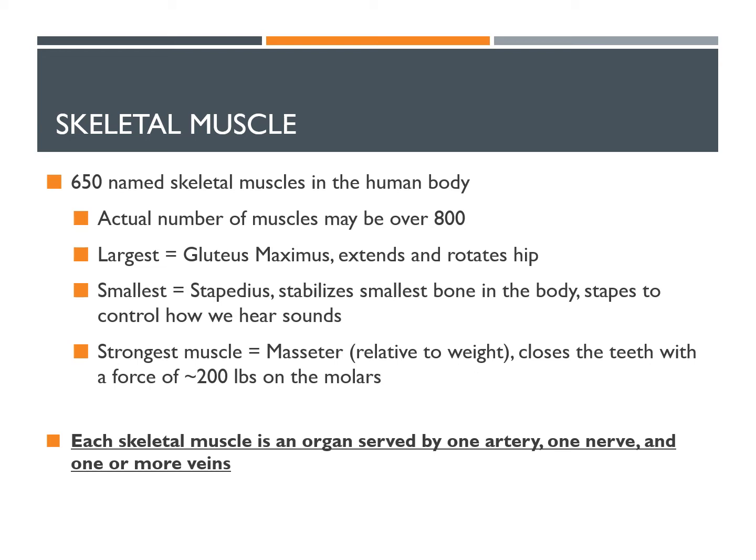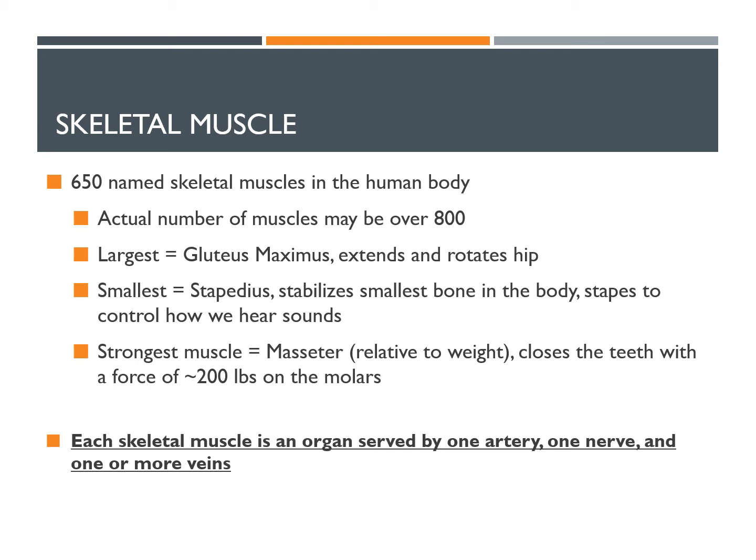The strongest muscle in the body is the masseter. Relative to their weight, these jaw muscles are the strongest around. They close the teeth with a force of 200 pounds on the molars and approximately 50 pounds on the incisors.